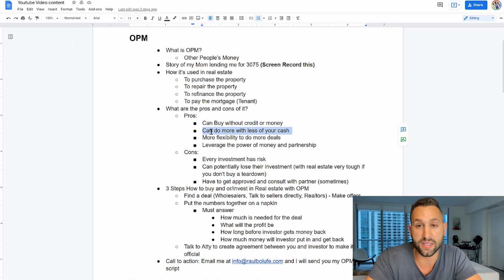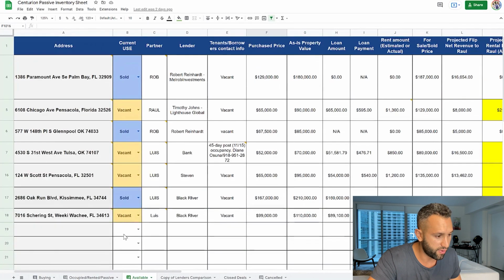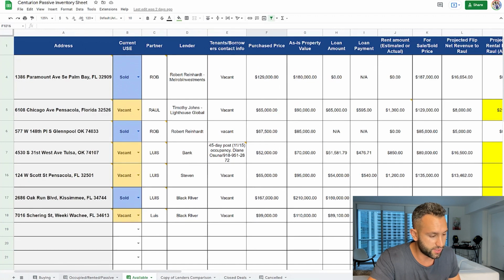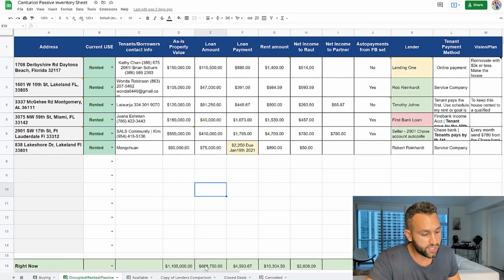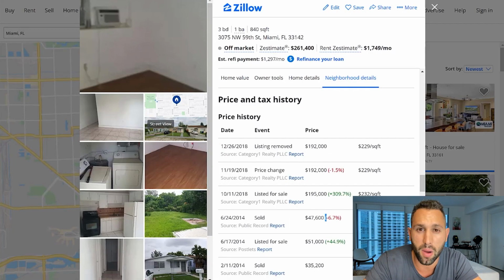You could do more with less of your cash. So even though we have cash, I still use other people's money to be able to do more. This year alone, we've purchased, I can just show you here, 1, 2, 3, 4, 5, 6, 7, 8, 9, plus we're buying a bunch. So this year alone, we've purchased about maybe 14 properties.